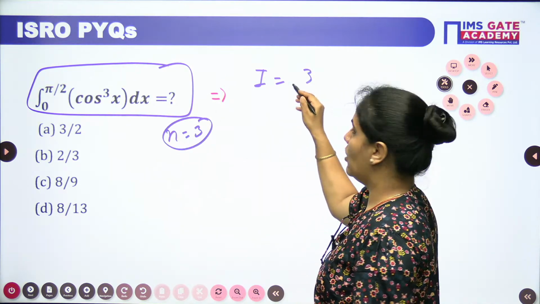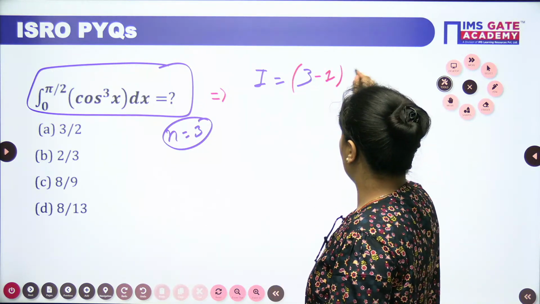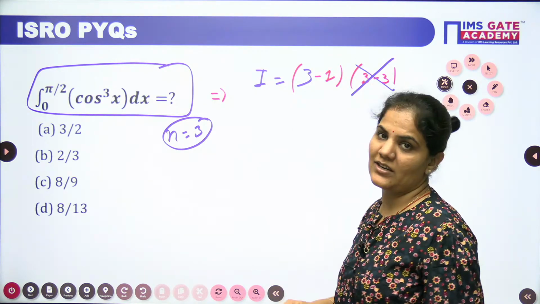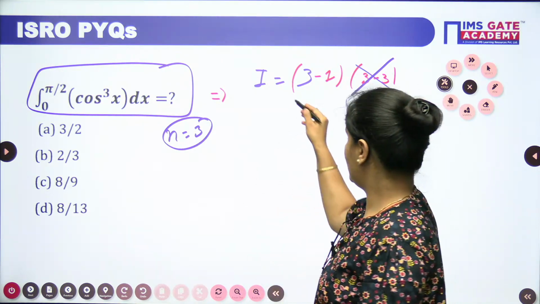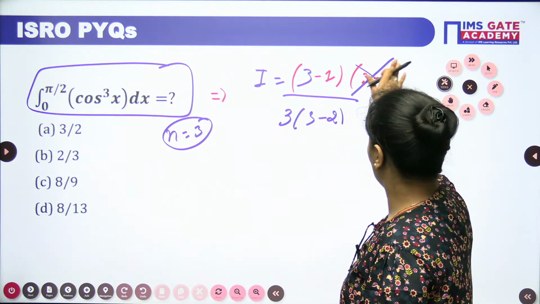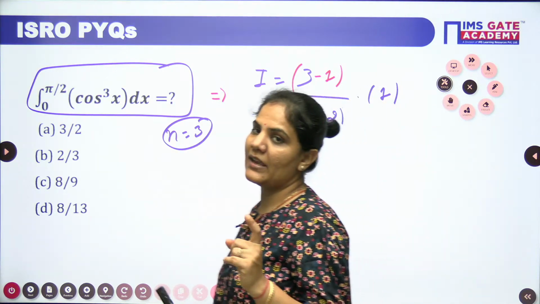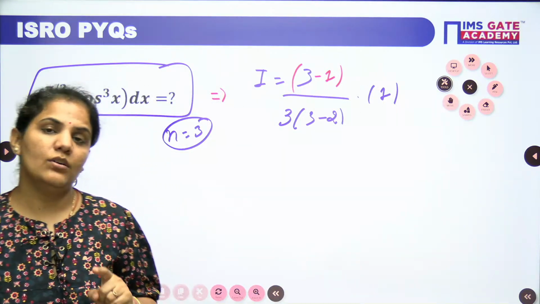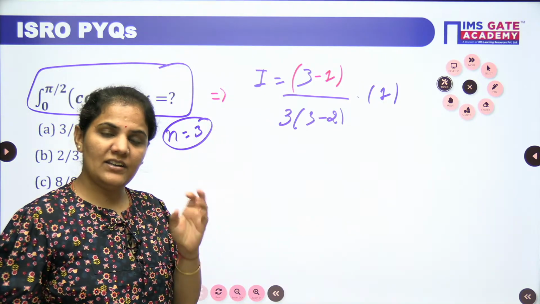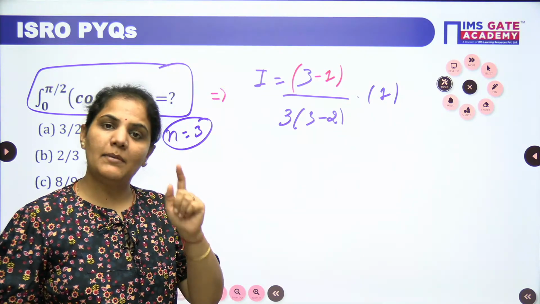So I will go with all the terms in the numerator. It will be 3 minus 1, and then 3 minus 3, but we will not write down 3 minus 3. Divided by 3 and 3 minus 2. We will multiply only with 1 because I can see my n is an odd number. When n is an odd number, we multiply the resultant by 1 only. When n is an even number, we need to multiply the resultant by pi by 2.